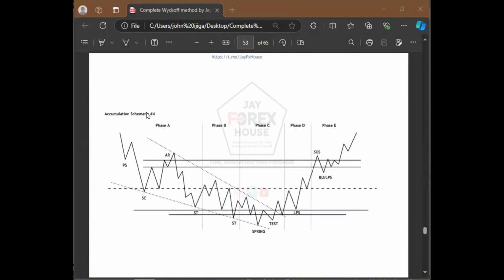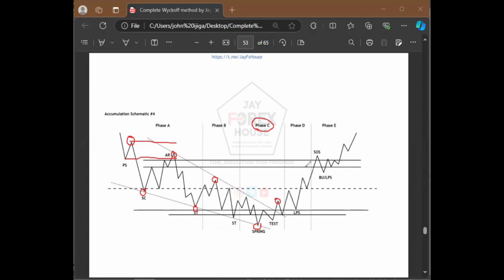This is accumulation 4. As you can see, we had the beginning, very complex, but at the same time, the structure was still understandable. This is why you have to have the basic understanding of structure. This would be a supply zone. This would be a high, a low, a lower high, a lower low, lower high, lower low, change of character, phase C. So phase C is basically this change from one trend to the other. That happens in phase C.